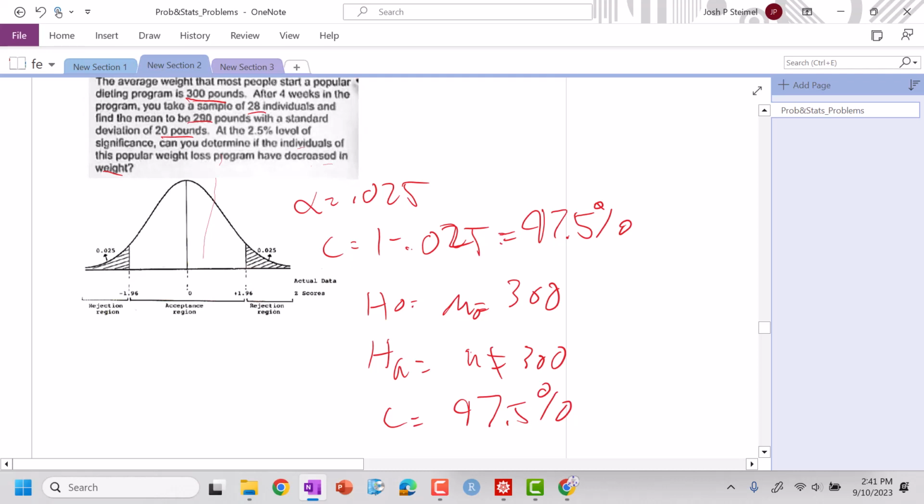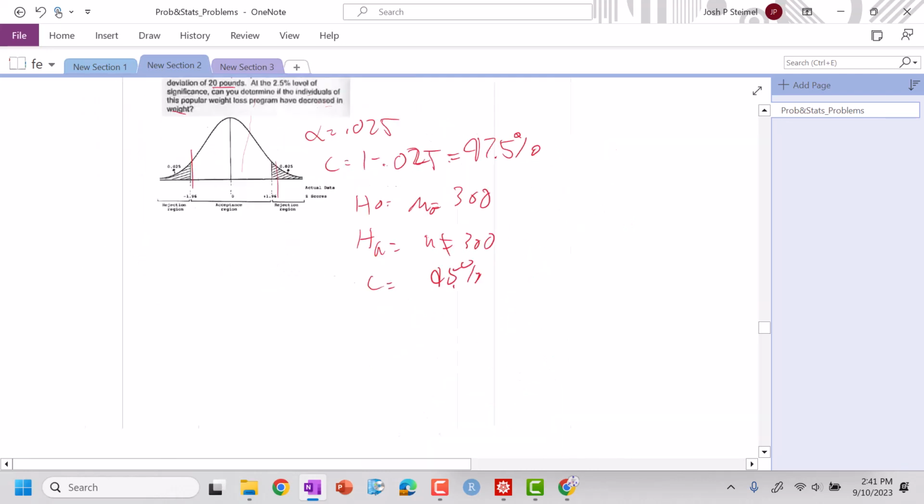And it seems like we're actually going to be doing a two-sided test here. So it's actually a confidence interval of 95%. So actually, we'll do 95.